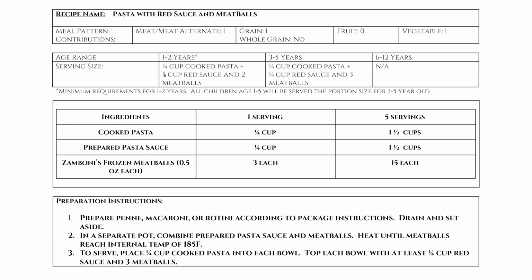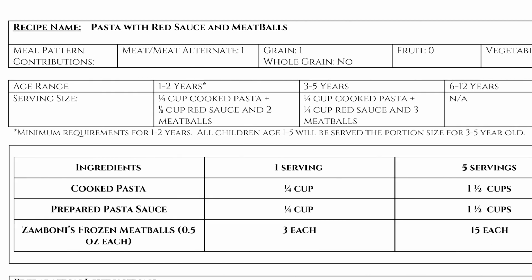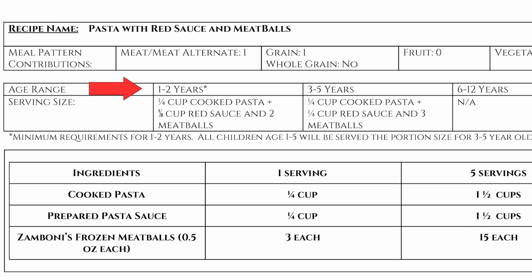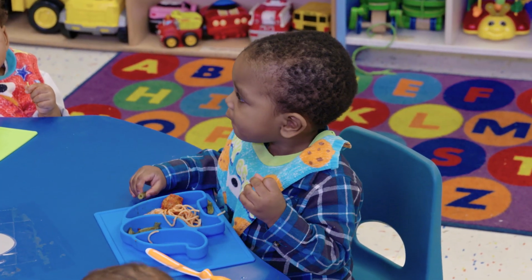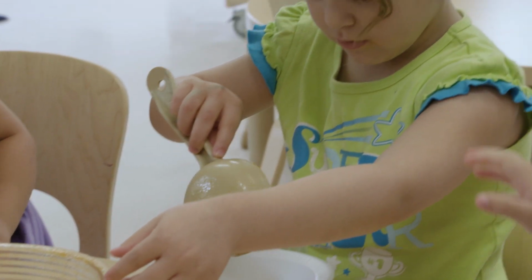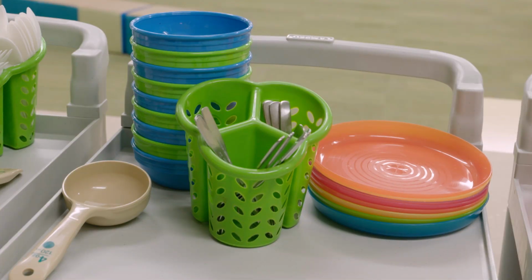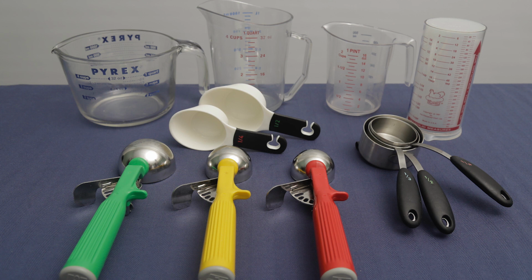You also need to specify what age group or groups would be served this item. For example, 1 to 2-year-olds, 3 to 5-year-olds, 6 to 12-year-olds. This is because the portion size requirements for certain food components are different for different age groups. Equipment and utensils also need to be noted. Be specific about the correct cooking equipment and the utensils needed to serve correct portion sizes to children of different age groups.